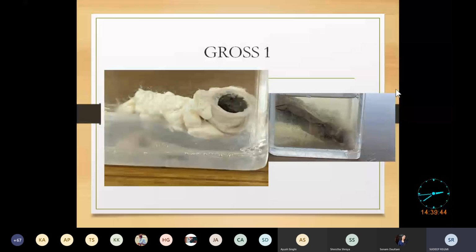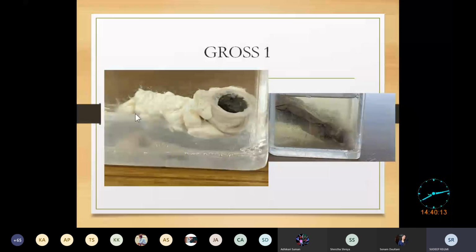Why appendix? Rounded structure. More than a rounded structure, I will say a tubular structure. And here you can see the dilated lumen of the appendix. Generally, the lumen of the appendix is very small. And here will be the points.